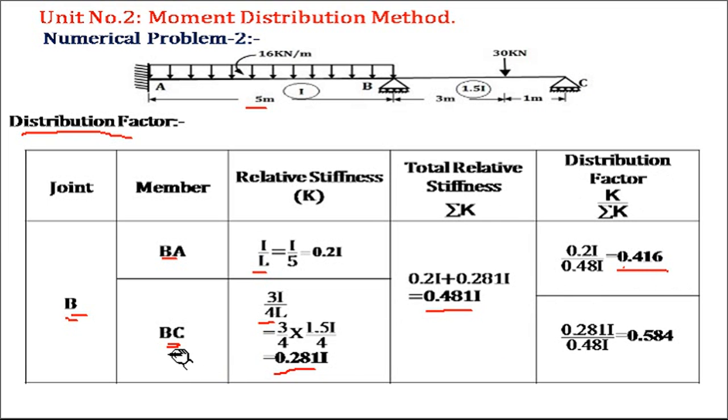The distribution factor for member BC is equal to the relative stiffness value, that is 0.281I, divided by the total relative stiffness, that is 0.481I. So we get the distribution factor as 0.584. Now here the sum of the distribution factors of the members should be equal to 1. So 0.416 plus 0.584 is equal to 1.